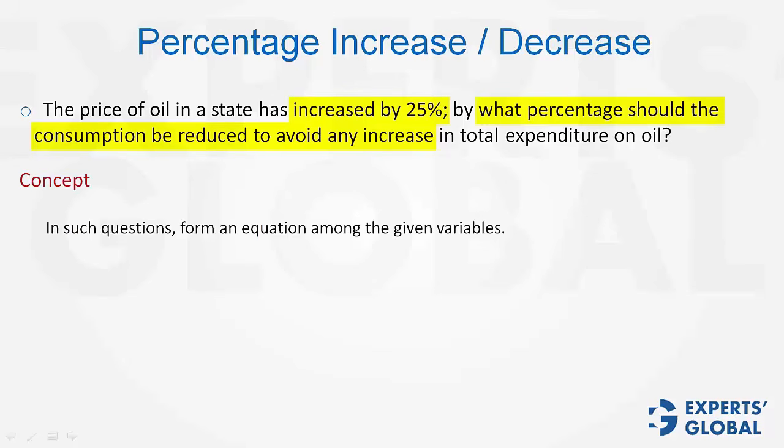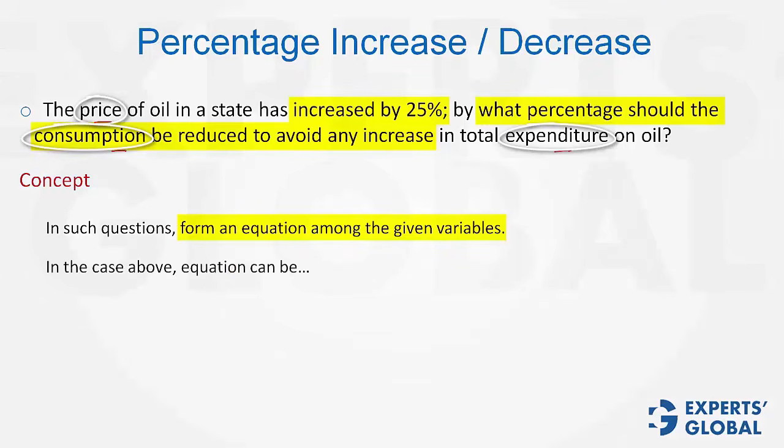The concept involved in these questions is that you must form an equation among the given variables. There are 3 entities involved here: the price, the consumption, and the expenditure. What is the relationship among these 3? The relationship is that price times consumption equals expenditure.